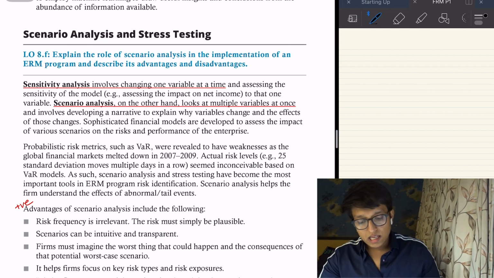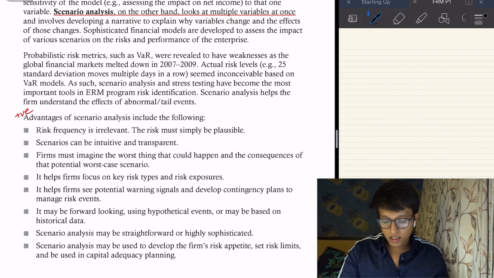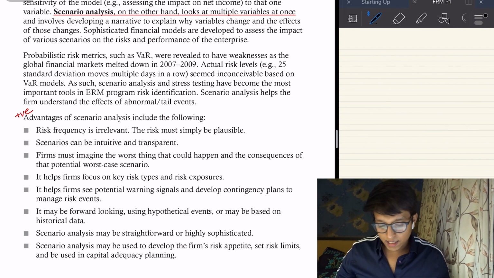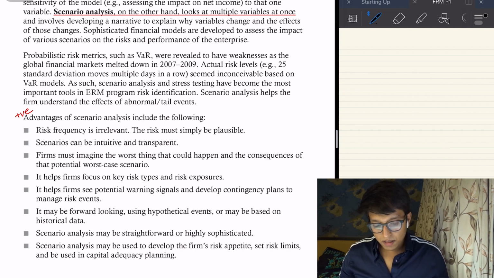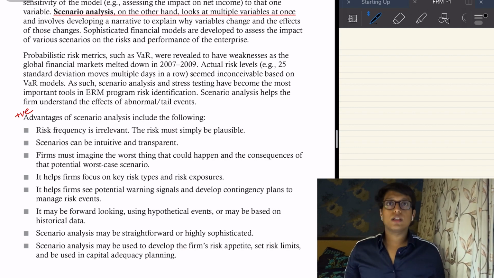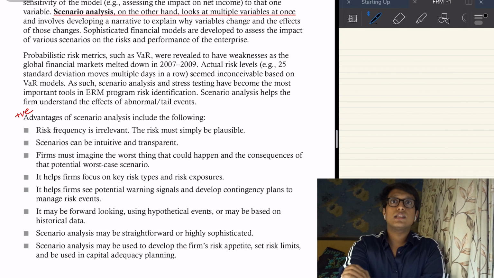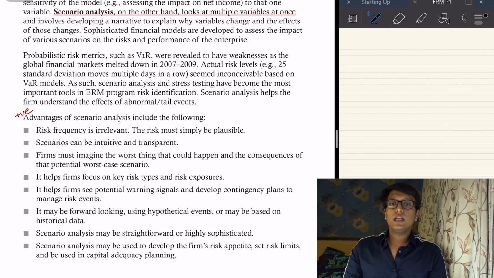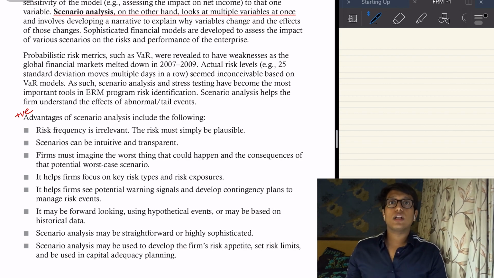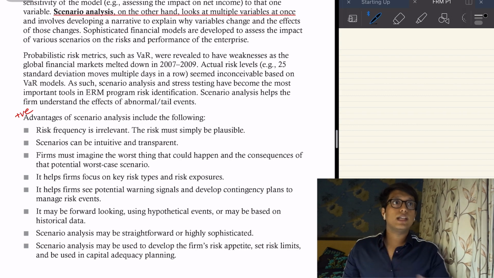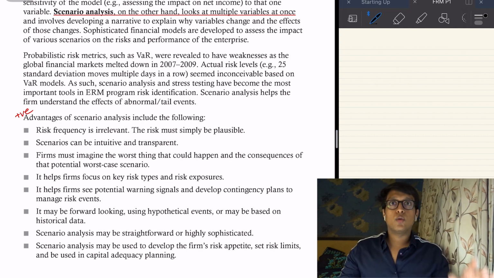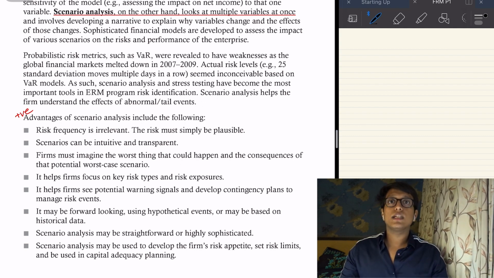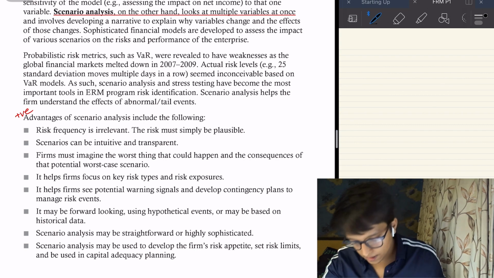So, how does the implementation affect the ERM program? Advantages include that risk frequency is irrelevant. The risk must simply be plausible. In scenario analysis, we don't see how many times this risk will impact the organization because you're pushing it to an extreme end. So even if it happened once, the organization is next to finished. So only the probability of it happening even once needs to be considered. That is what it says over here.